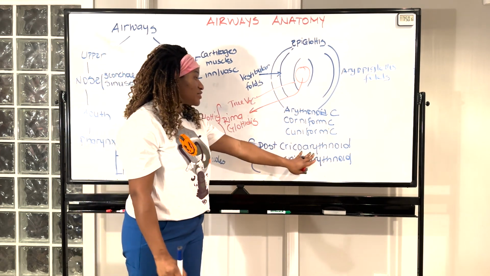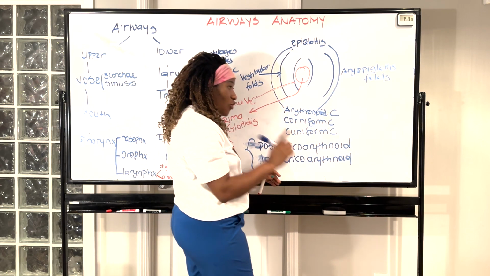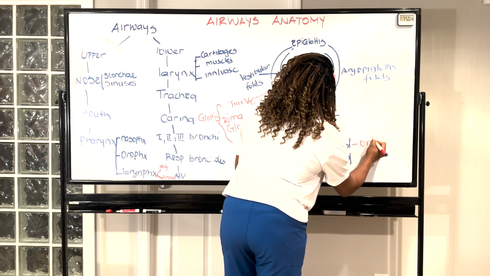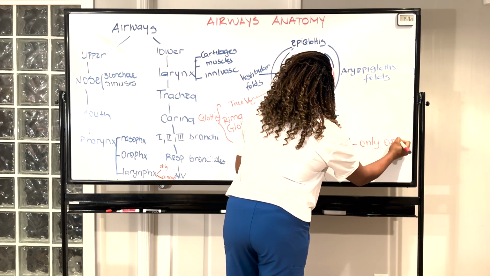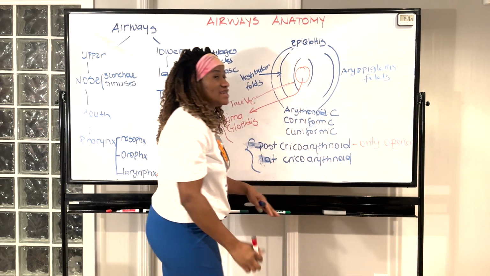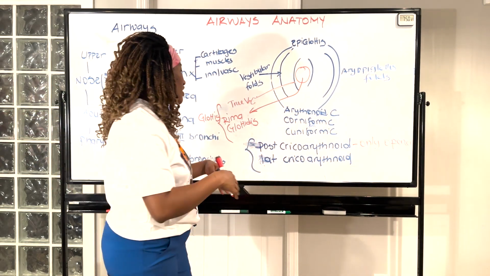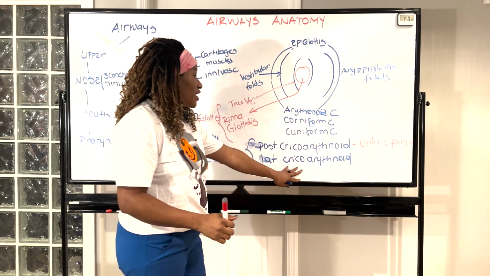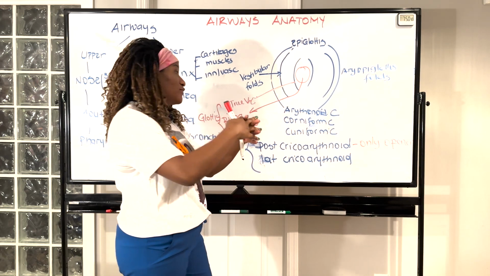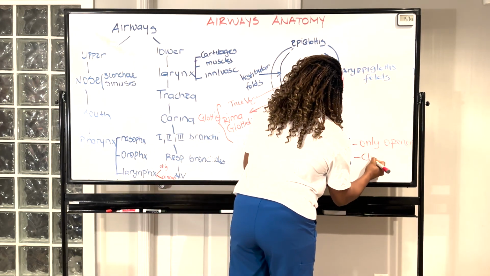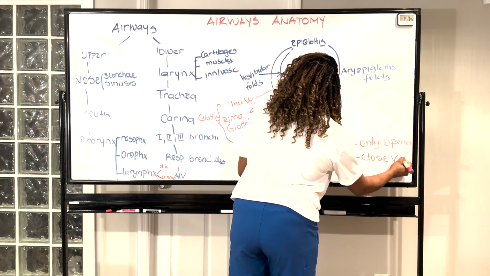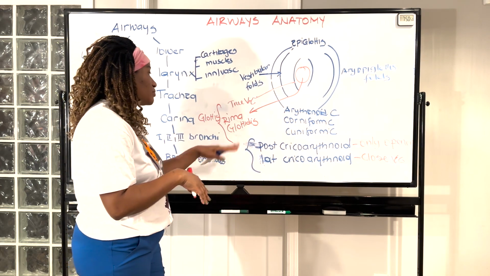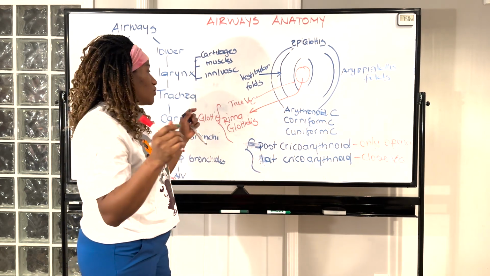So the posterior cricoarytenoid is the only muscle that opens the vocal cord. It's the only opener. It abducts, ABD, abduct. Now your lateral cricoarytenoid is going to close your vocal cord, but it's not the only one. So the lateral cricoarytenoid muscle closes the vocal cord. The posterior opens the vocal cord.